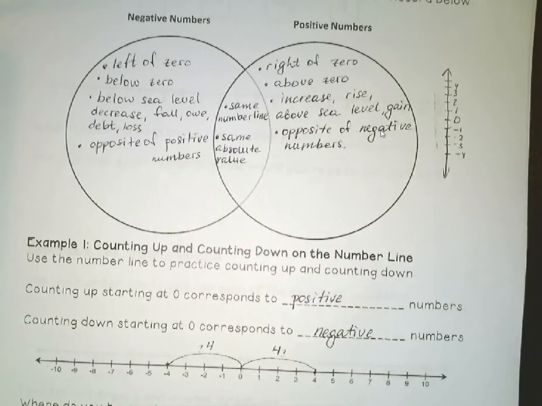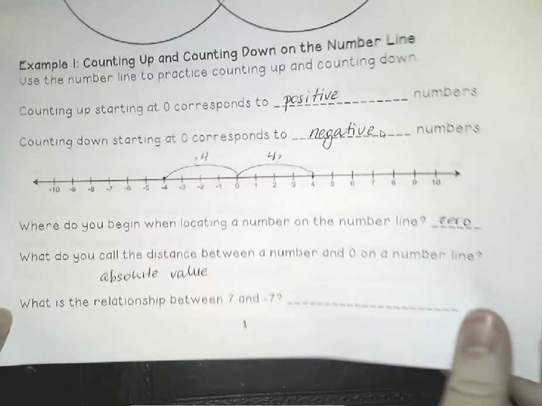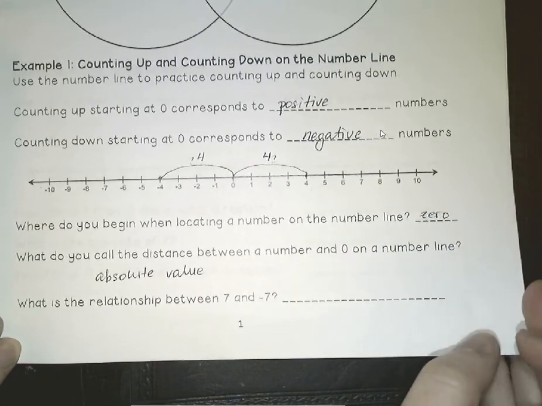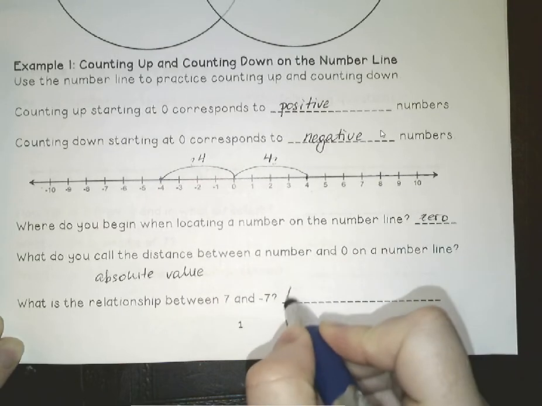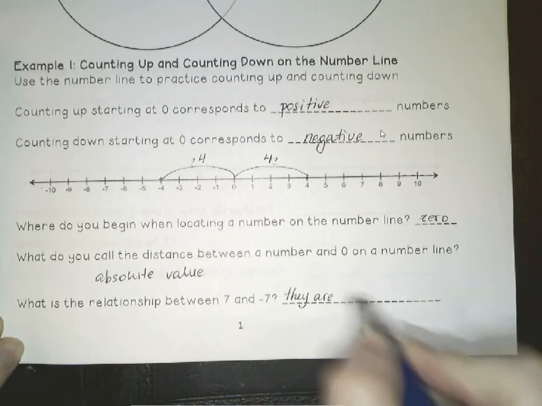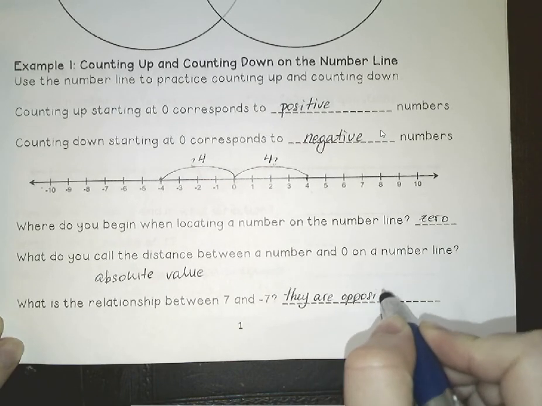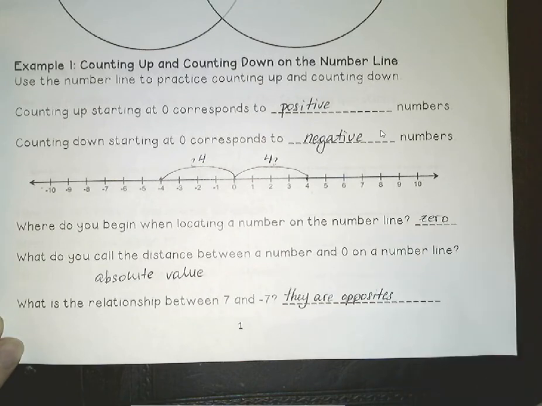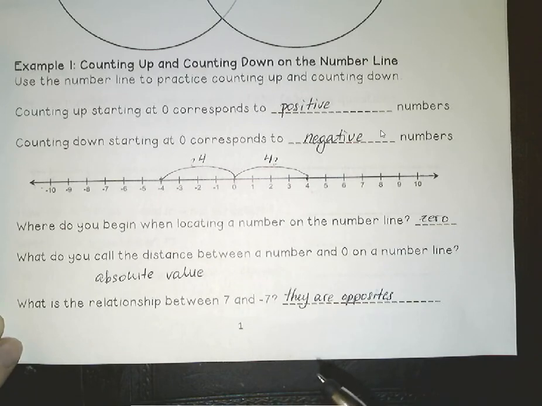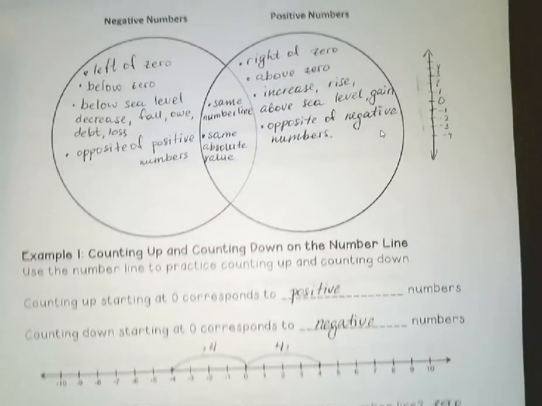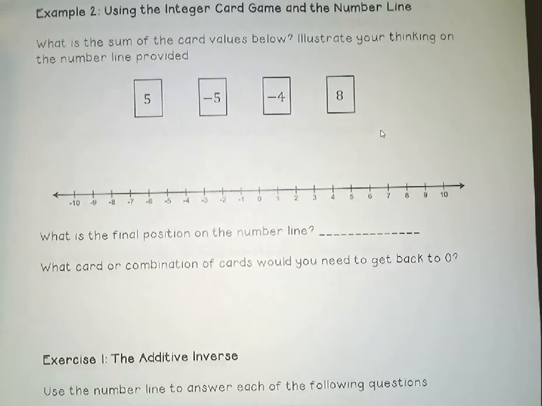What is the relationship between 7 and -7? Well, they're opposites. We can also say that they have the same absolute value, just what we found out. I'm not going to write that. That's enough for us to know that 7 and -7 are opposites. Okay, let's move on and see how we can add some numbers on the number line.